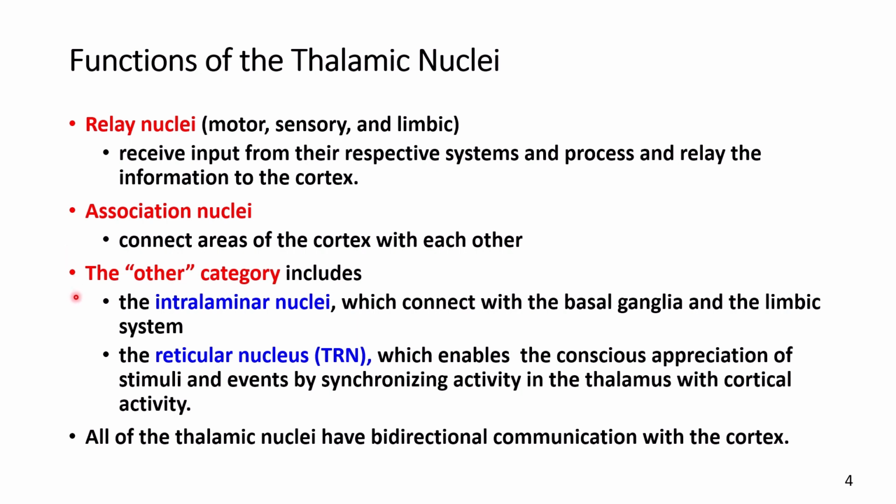And finally, the other category is made of two different types of nuclei. One is intralaminar nuclei, which is the centromedian and parafascicular, and they are connected with the basal ganglia and the limbic system. The reticular thalamic nuclei are connected with the cortex of the brain very extensively, and it's very important with consciousness.